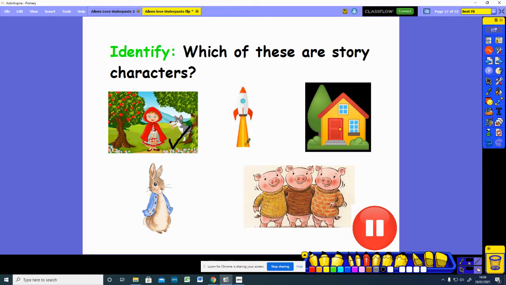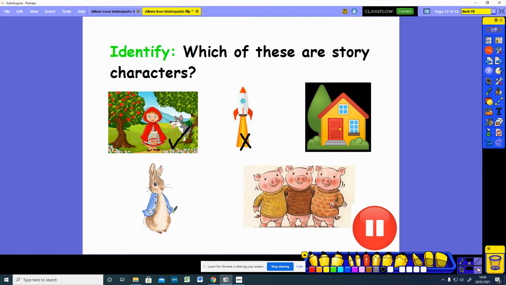Let's have a look at the next picture. It's a picture of a rocket. Now in our story today, there is a spaceship. The aliens come down to Earth in a spaceship from space. Is the spaceship, and is this rocket, a story character? No, the spaceship in our story is not a story character and neither is this rocket, because they are not real people or animals in a story.